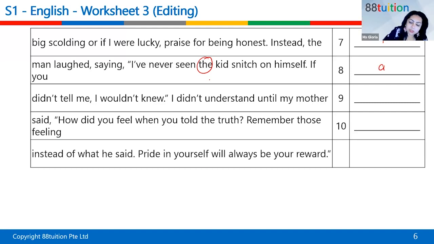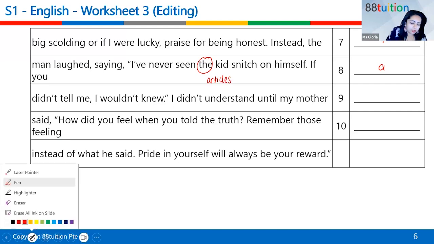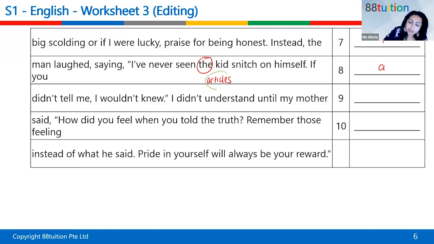This error is called articles. Anybody can tell me how many articles there are in English? 3. Sorry? 3. Thank you. There are 3 articles. What are the 3 articles? Okay. It's a, an, and the. There are only three articles in English: a, an, and the.